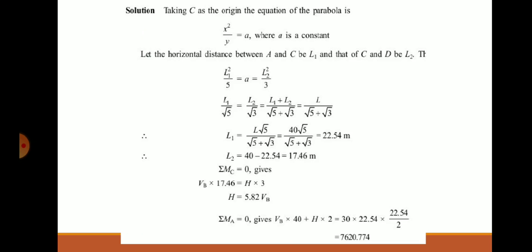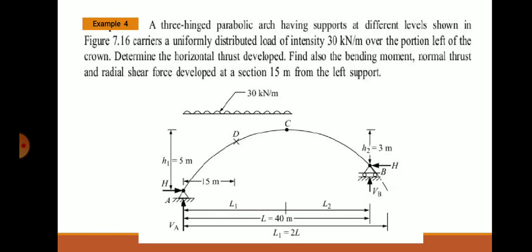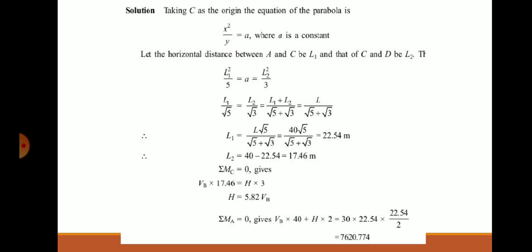So, the equation of a parabola is x square by y is equal to a constant. Let the horizontal distance between A and C be L1 and C and D be L2. So, L1 square by 5 is equal to L2 square by 3. What are this 5 and 3? They are the heights to the crown point, the ratio of length to the height to the crown point.